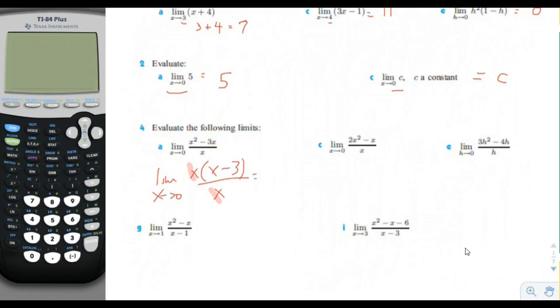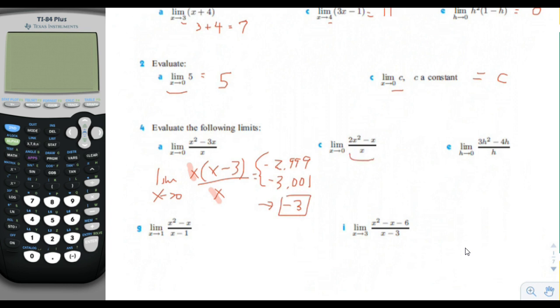And if we put a very small number like 0.0001, we'll get like negative 2.9999. Or if we put something very small like negative 0.0001, then we get negative 3.001. So you can see that we're approaching a common number from the left and the right. So basically that number is negative 3, right? Okay. What about this one here?